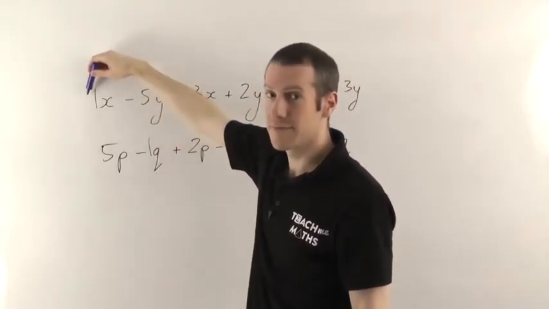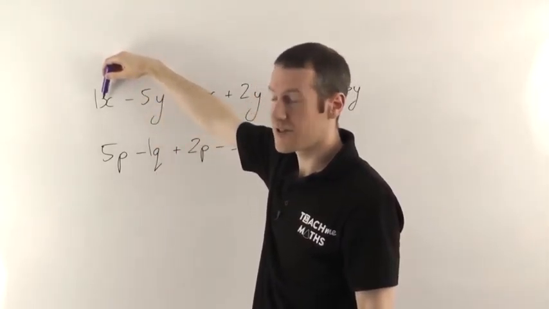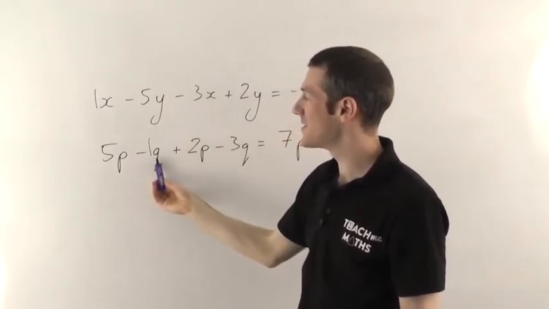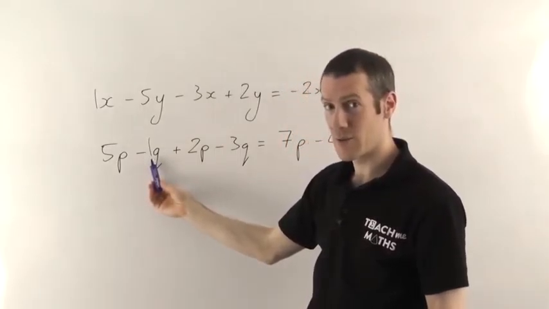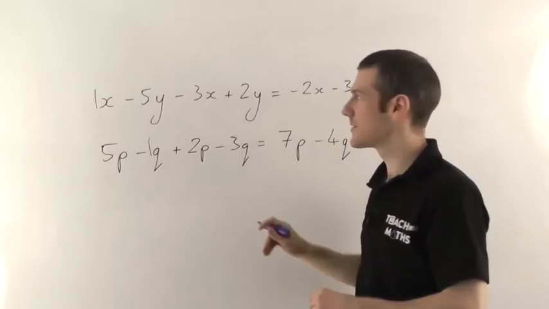If it's positive, then it's positive 1, but if there's a minus sign, that means the number in front of the q here is minus 1. So be really careful with those.